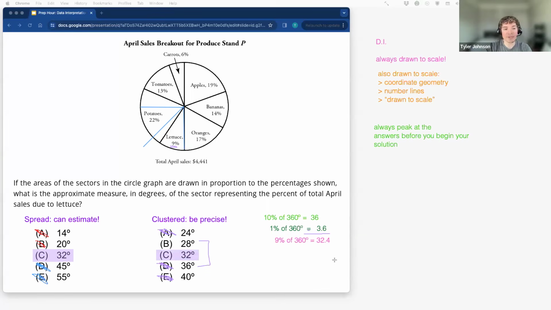So kind of two different routes depending on what the answer choices look like. And that's why you always need to look at the answers before you start solving, because that's going to inform what kind of solution options are available to you. And whenever you can, estimating is going to be faster and easier than going the precise route. So take that route when it's available.